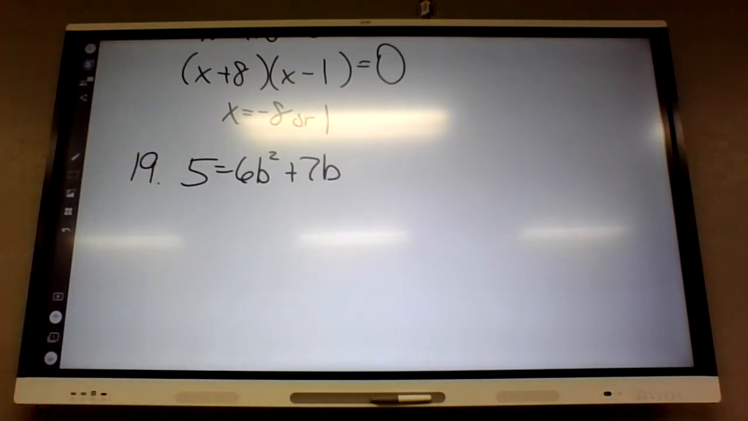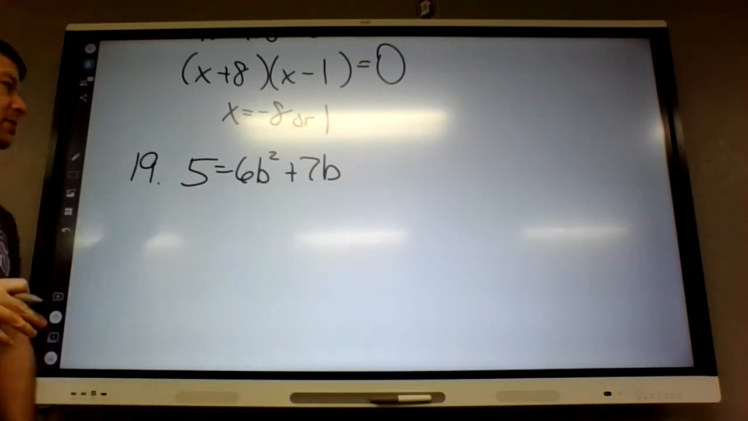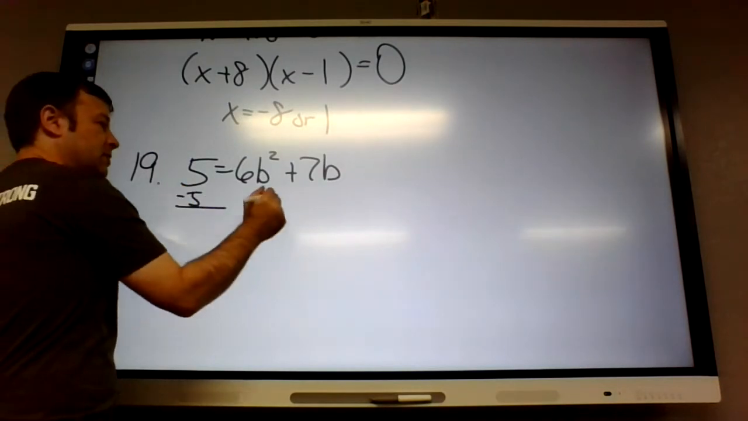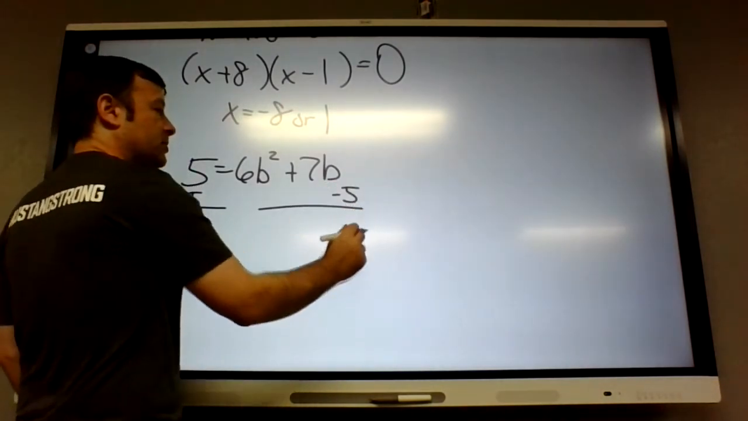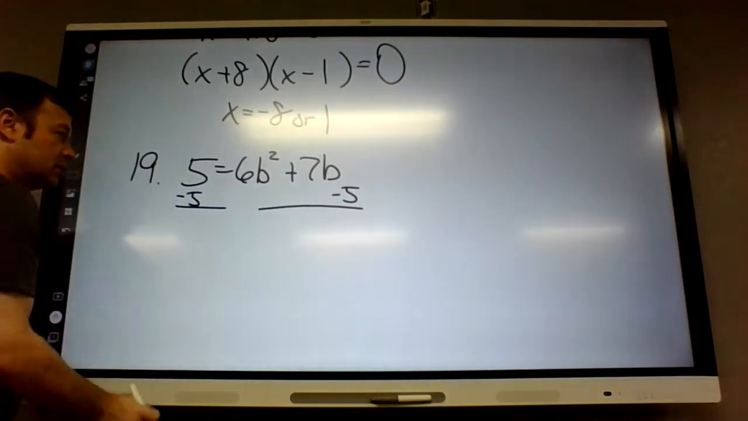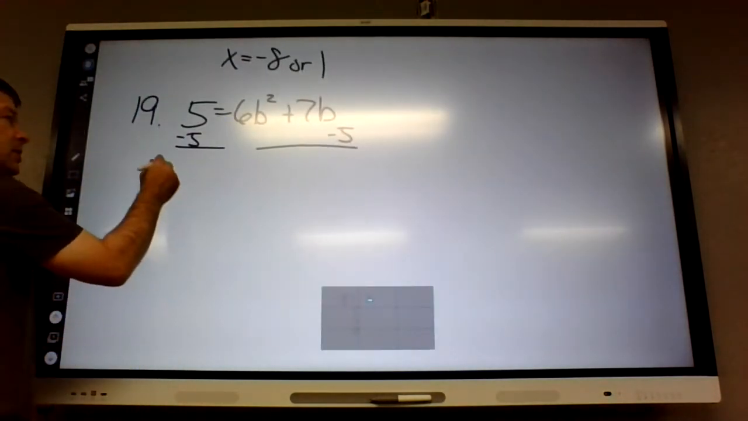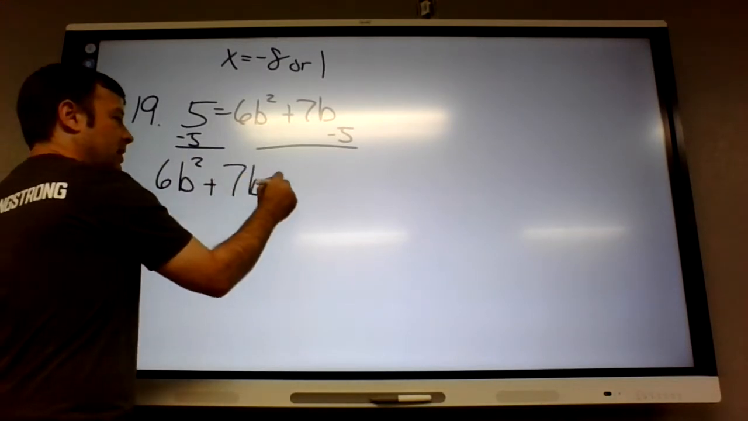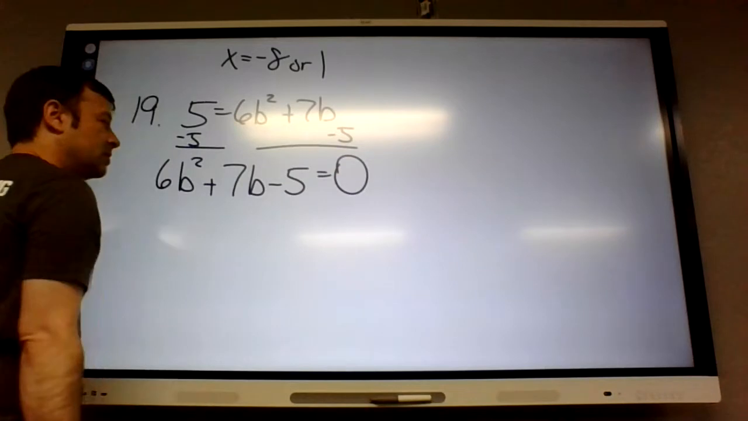So you really want the squared term, the x squared or b squared or whatever, to be positive. That makes factoring much easier. So what would I do on this one? Just minus the 5 to the right. Now you could put the 0 over here on the left if you wanted to, or you could switch the order so it looks the same. So it's the same every time. So 6b squared plus 7b minus 5 equals 0.